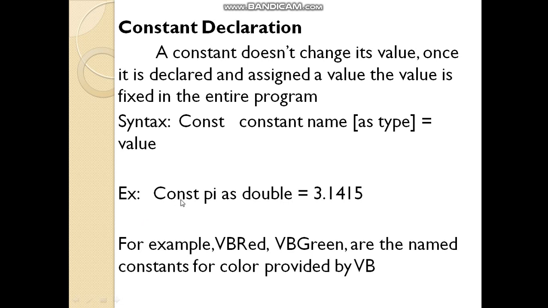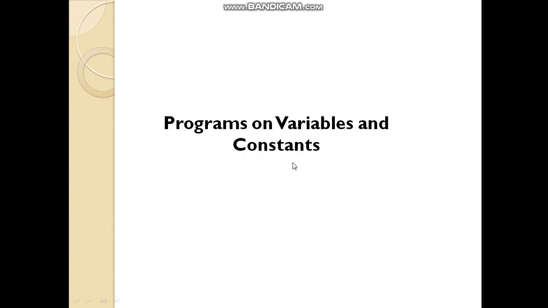So here the example is const pi as double. Const is a keyword, pi is the name of the constant, as is also a keyword, double is the data type, and here I am assigning the value 3.1415. Once the value is assigned, it is fixed throughout the program. For example, in the last programs we used vbRed, vbGreen to change the background color. These are also called constants. vbRed and vbGreen are named constants for colors provided by VB. Now I will show you a program on these variables.